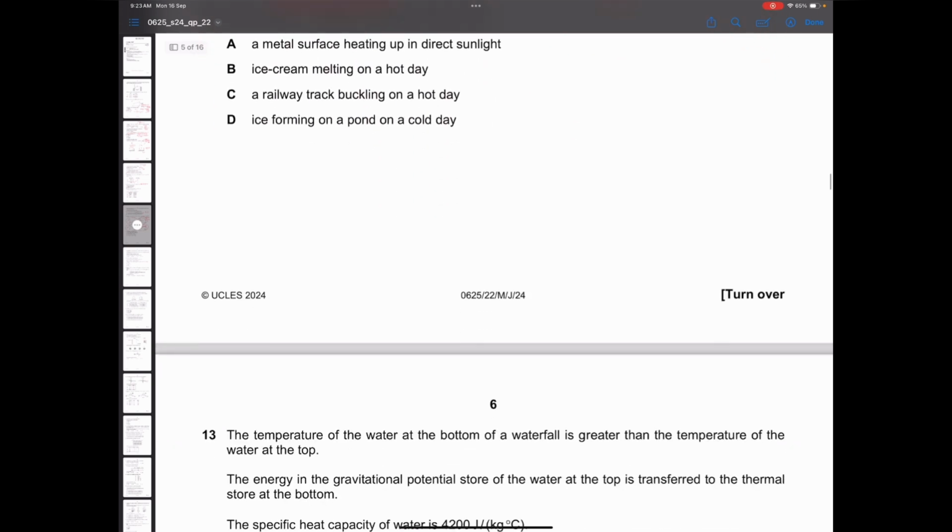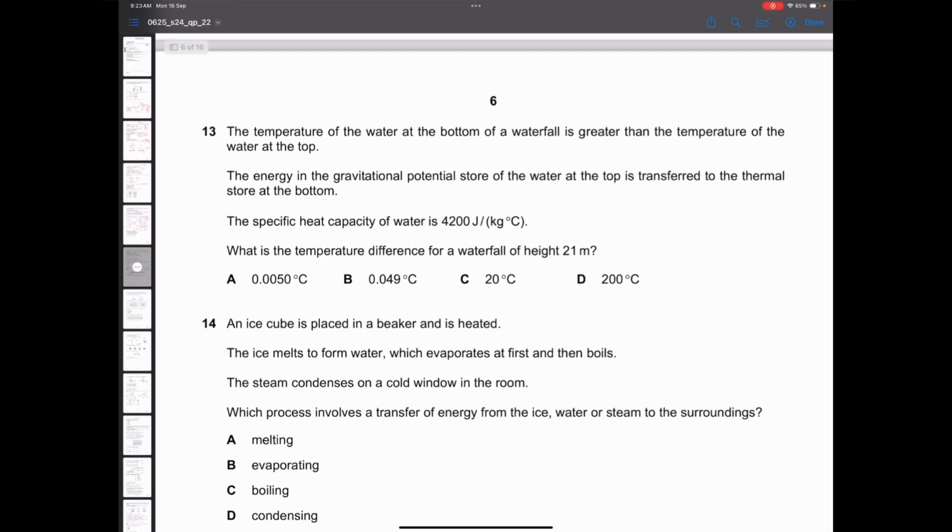Now, next question. The temperature of the water at the bottom of a waterfall is greater than the temperature of the water at the top. The energy in the gravitational potential store is transferred to the thermal store. So they're simply telling you that the gravitational potential energy converts to thermal energy. What is the formula for gravitational potential energy? mgh, and the thermal energy will be mc delta T. They have given you the specific heat capacity and they are asking for the temperature difference. So what are they asking? They are asking delta T. How do we solve this?